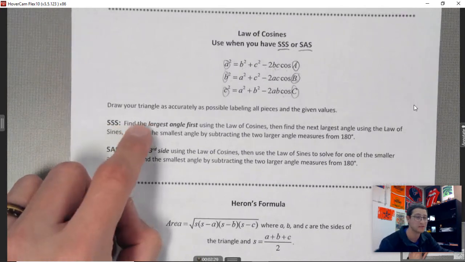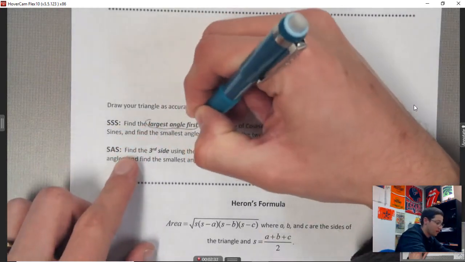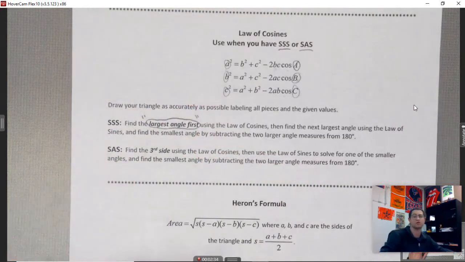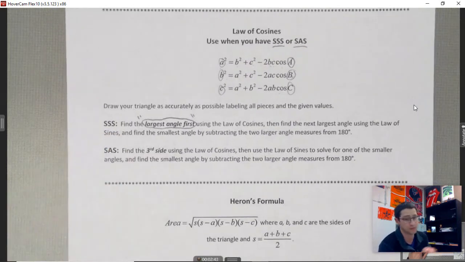In side, side, side, you always need to find the largest angle first. That's a really important step, so make sure you do that, and it's easy to forget. So you want to find the largest angle first using the law of cosines. I'm going to be honest, I don't know why you have to do that, but apparently it leads to some issues, where there's potentially two different outcomes if you don't. But people before you have laid the groundwork for law of cosines, so follow it and always find that largest angle first.